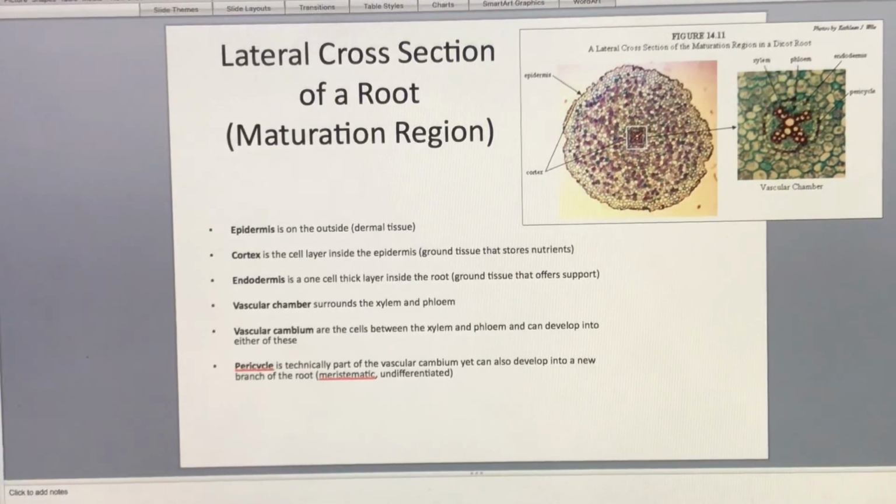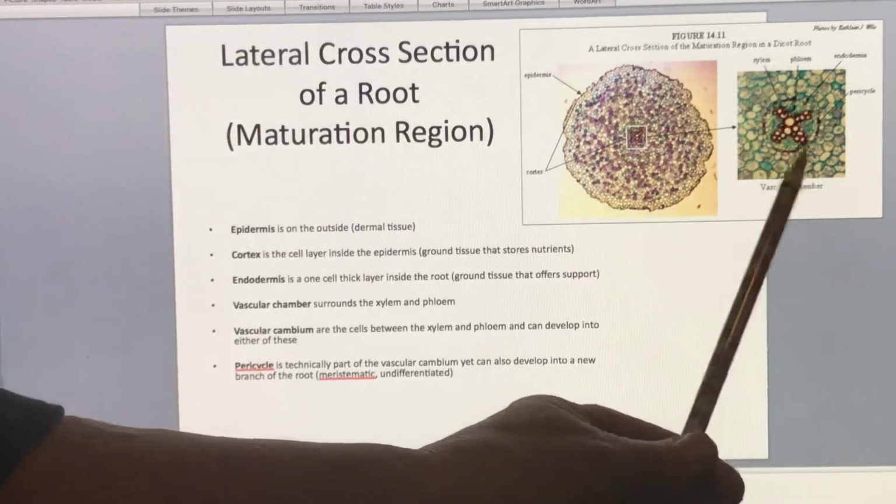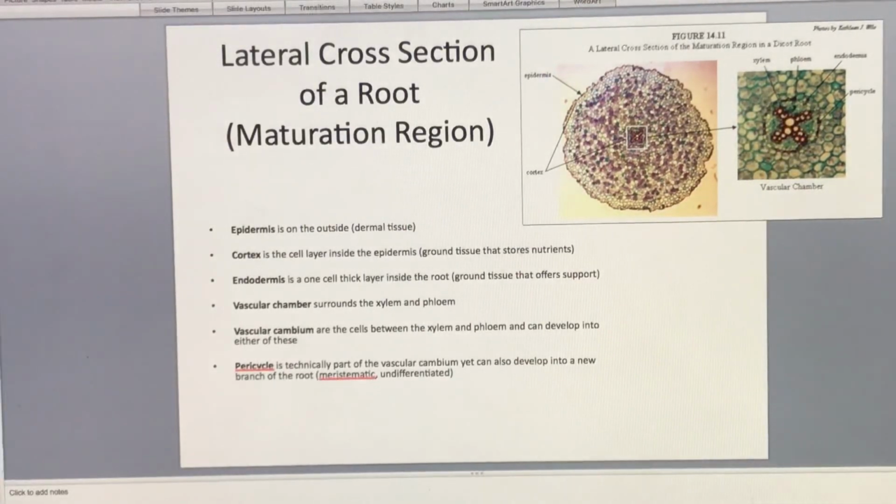Then you have the vascular cylinder, which is basically this whole region here that surrounds the xylem and the phloem cells. And the vascular cambium is this region in between the xylem and the phloem cells. And the pericycle is one specialized form of the vascular cambium, which can develop into a new branch of the root if need be.